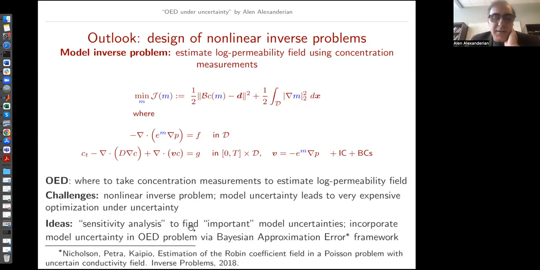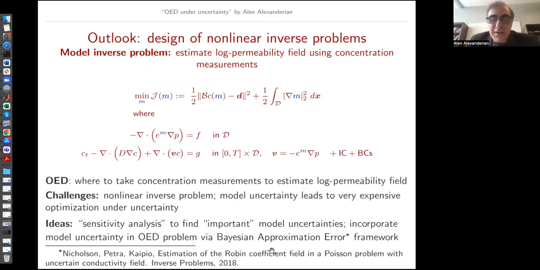So these are some ideas to tackle such problems, because just formulating a standard optimization under uncertainty problem for the design of a nonlinear inverse problem could be quite challenging. It's worth exploring, I think. Maybe some stochastic gradient descent approach might work, I don't know. But this BAE approach seems promising.